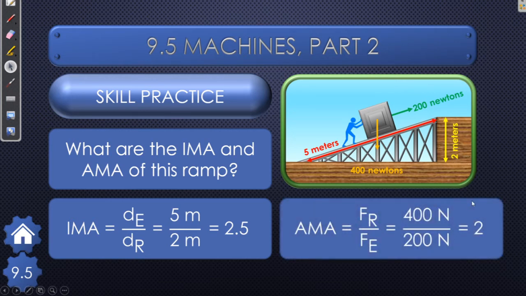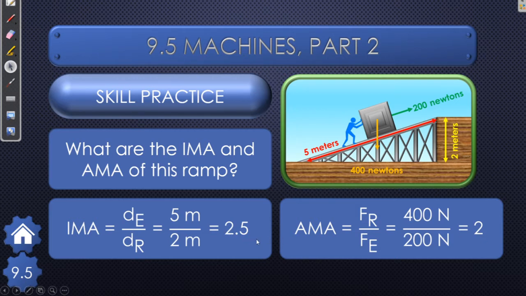Now let's work out the AMA, the actual mechanical advantage. To do that, we take the resistance force divided by the effort force. The resistance force is almost always equal to the weight of the thing that's being moved, and the effort force is how much force Frank has to use to push the box. So that's 400 newtons divided by 200 newtons. And when we do that math, we come up with an actual mechanical advantage of 2.